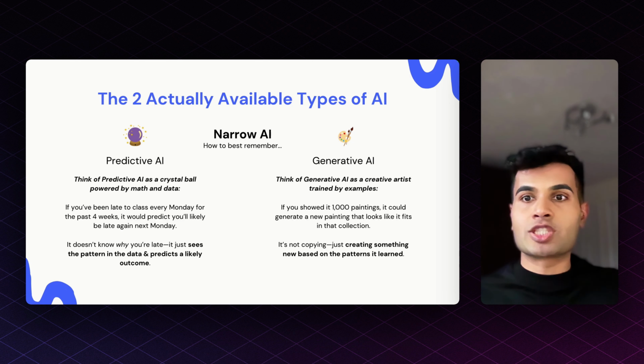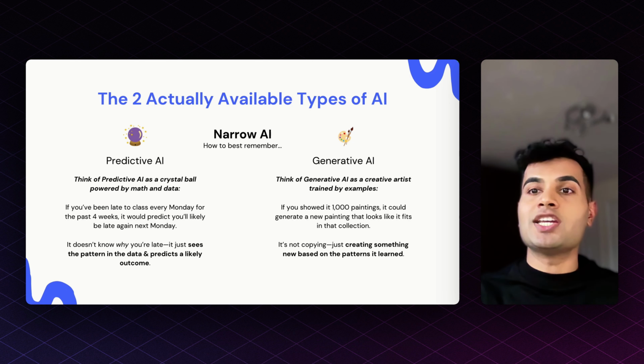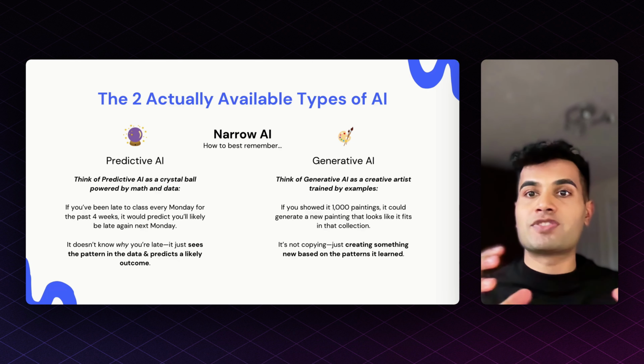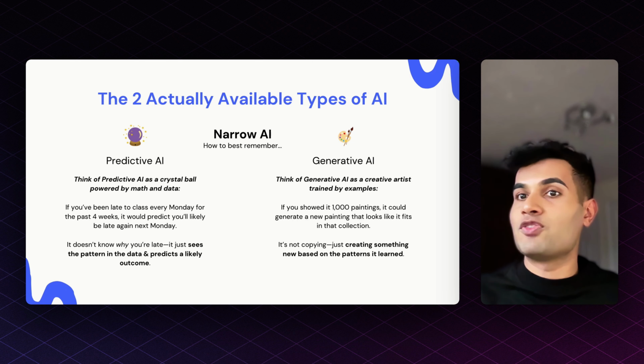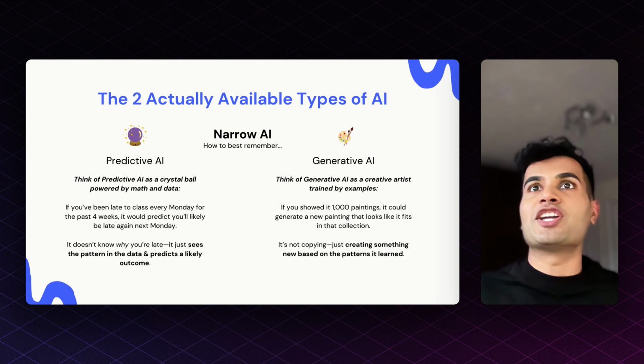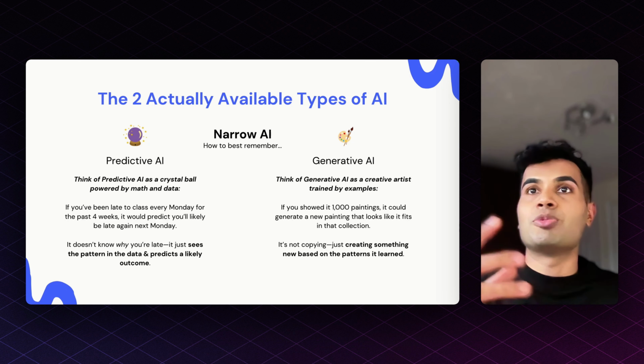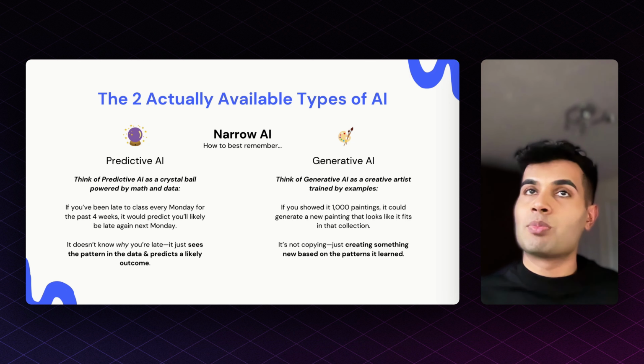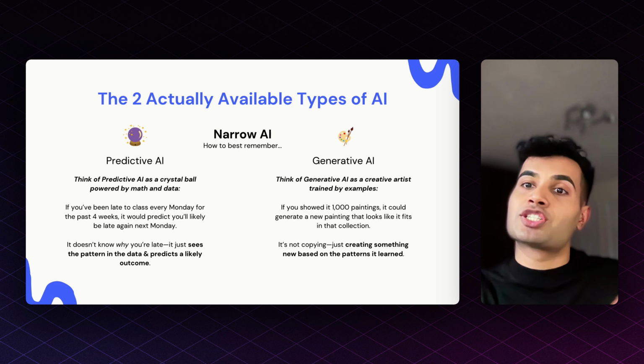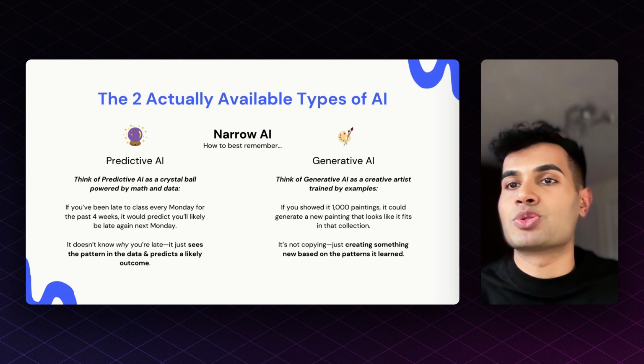Predictive AI is that crystal ball. Generative AI is that artist, where if you teach that artist with enough data, it can give you exactly what you're looking for, whether that be text, images, code, music, various stuff, right? Predictive is more on the prediction side. Generative actually makes brand new stuff.